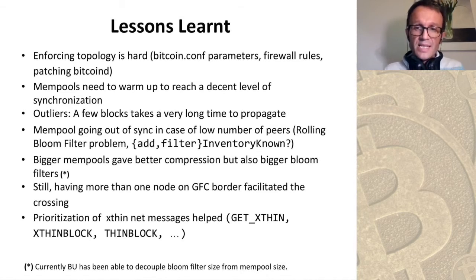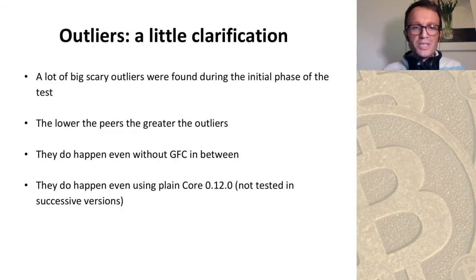significantly. A clarification about these scary outliers. Yeah, they were indeed scary because they were blocks that took more than 400 seconds to propagate. But another thing that we have found out to countermeasure this phenomenon is to increase the number of peers, because the higher the number of peers, the lower the outliers.